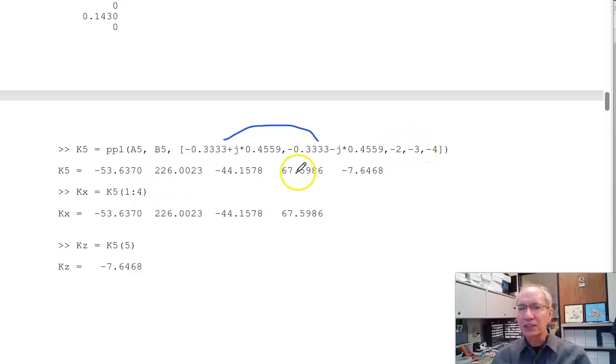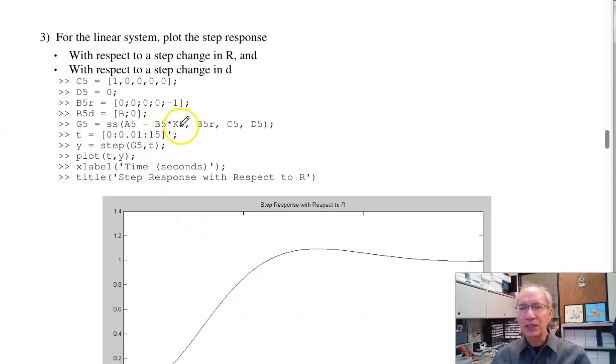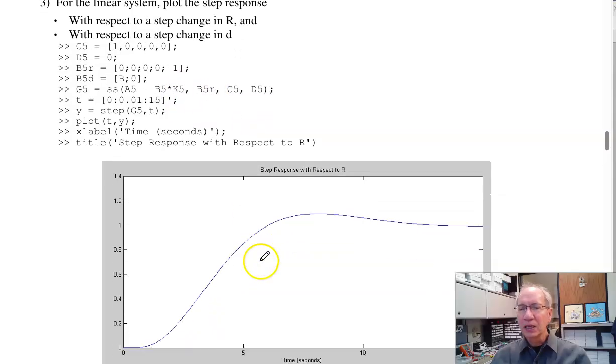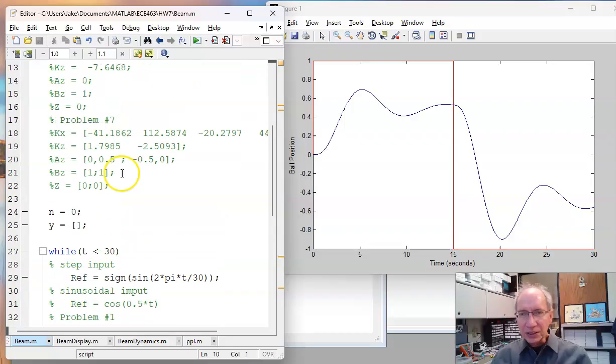So here's Kx, or K5. First 4 gains are Kx. Last gain is Kz. Now let's try it. If I try it on the linearized system, here's your A minus BKX, BKR. Everything works in the linear system. Does it work on the nonlinear system? That's the real test. So go to the nonlinear system.